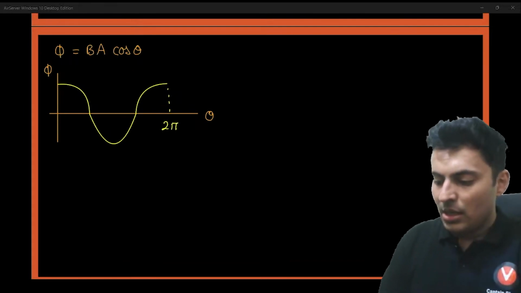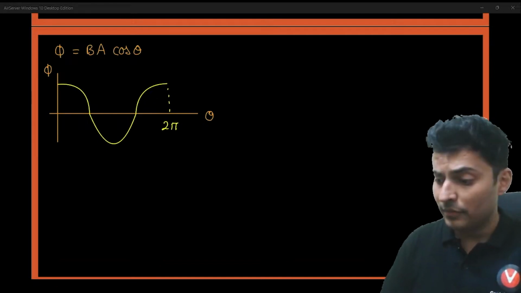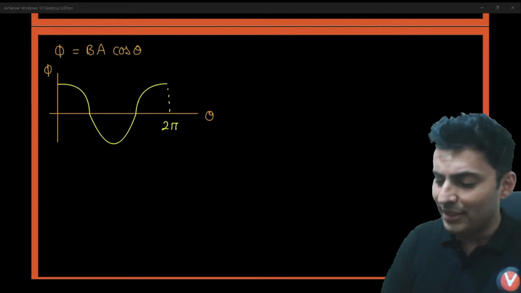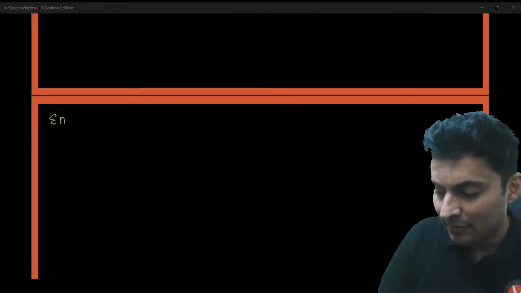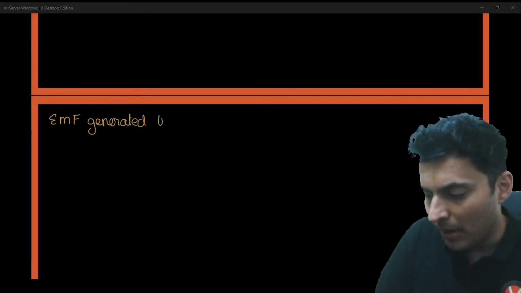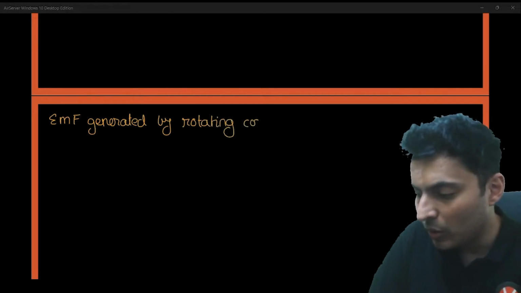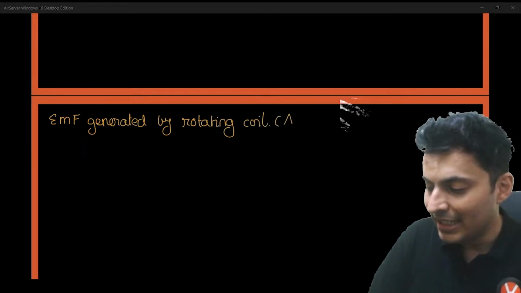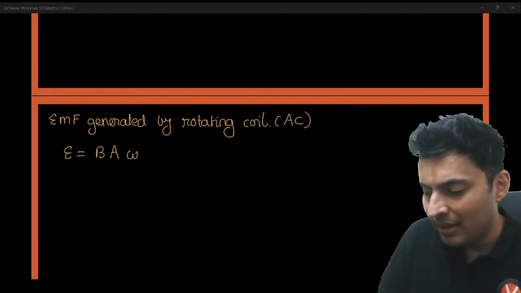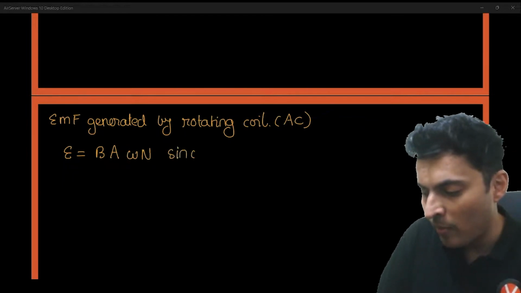And from this, you get the graph of the EMF generated by a rotating coil. Basically, it is an AC voltage. And the formula is B A omega N cos. No, it will become sine omega t.